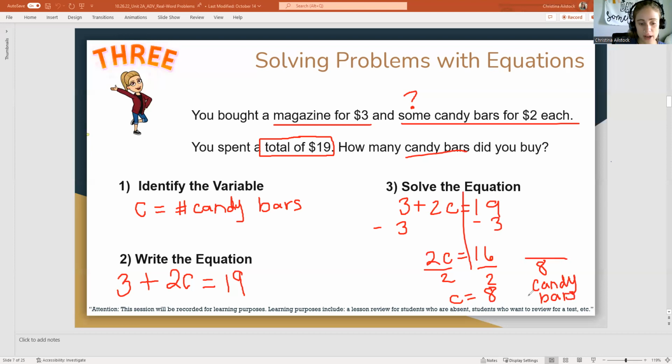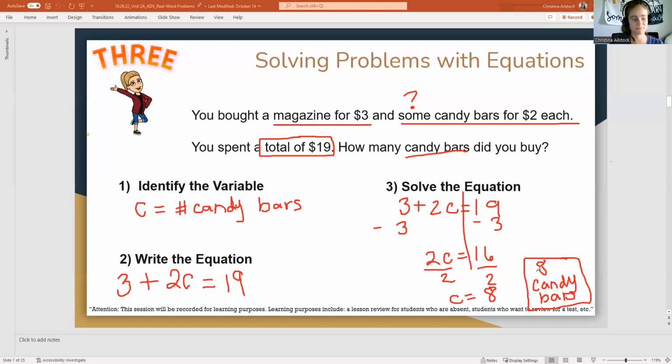All right, I believe I'm done, but I'm going to go back for one final read through to make sure I actually answered what it was asking of me. You bought a magazine for $3 and some candy bars for $2 each. You spent a total of 19. That matches my equation here. So that was correct. And then I wanted to know how many candy bars we bought.